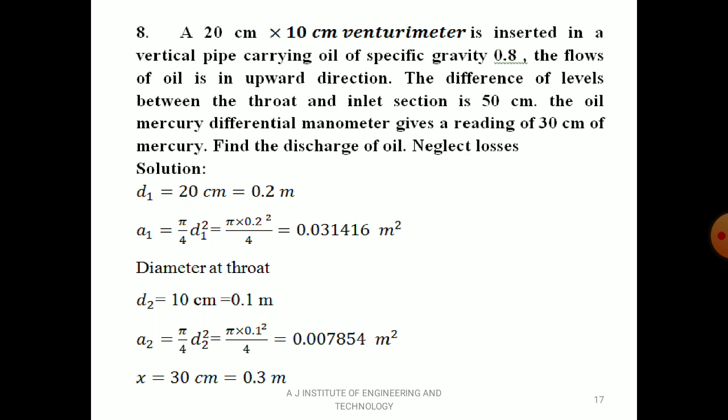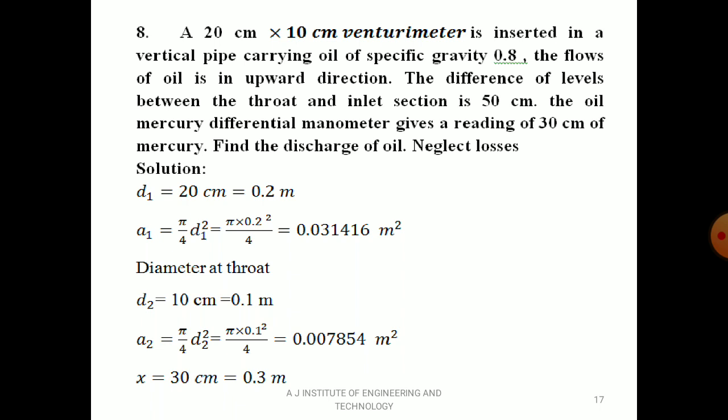The difference of level between throat and inlet section is 50 centimeter. So throat and inlet section, Z2 minus Z1; the difference of level means the height. Z2 minus Z1 equal to 50 centimeter. The oil mercury differential manometer gives a reading of 30 centimeter of mercury, so the manometer reading X equal to 30 centimeter, or 0.3 meter. Find the discharge of the oil, neglect losses.